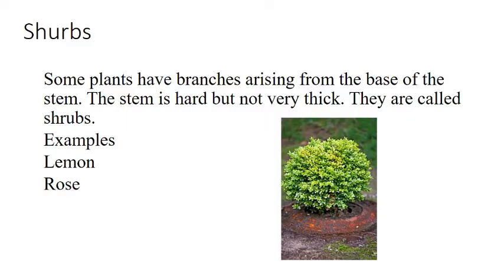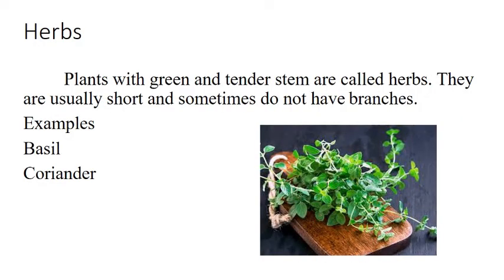Shrubs. Some plants have branches arising from the base of the stem. The stem is hard but not very thick. They are called shrubs. Examples of shrubs are lemon and rose. Herbs. Plants with green and tender stems are called herbs. They are usually short and sometimes do not have branches. For example, basil and coriander.